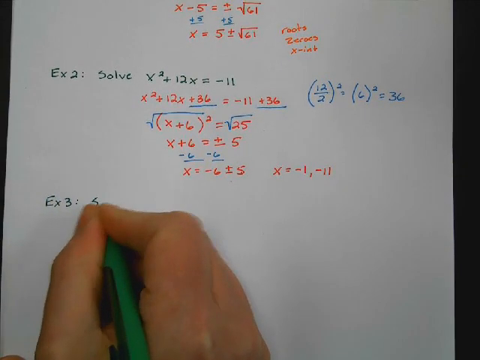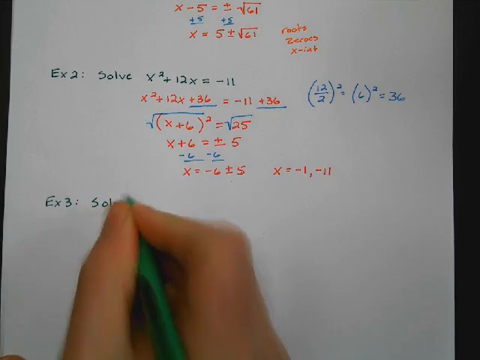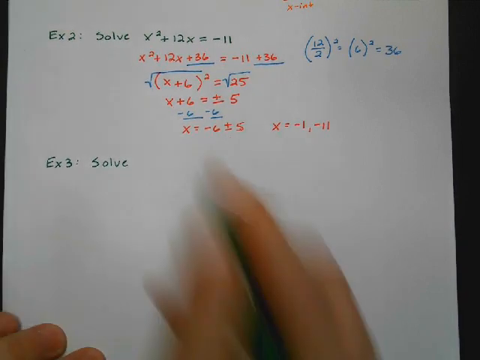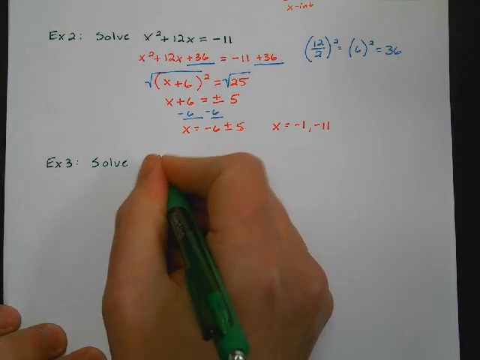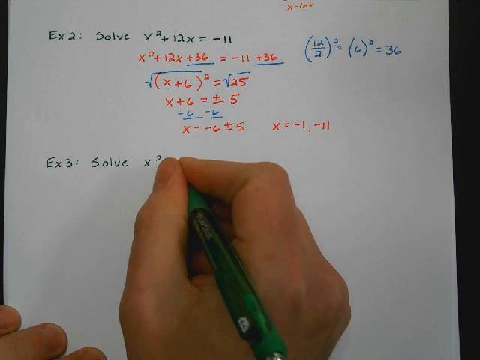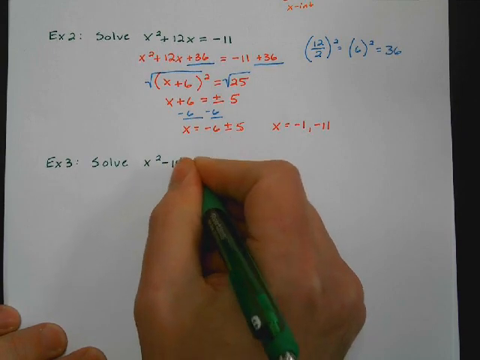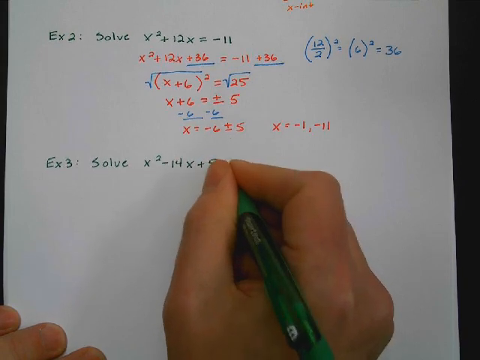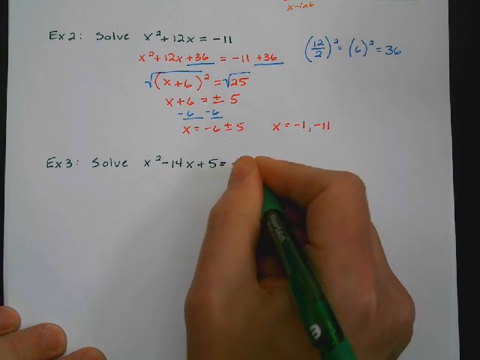We're going to solve x squared minus 14x plus 5 equals negative 46.